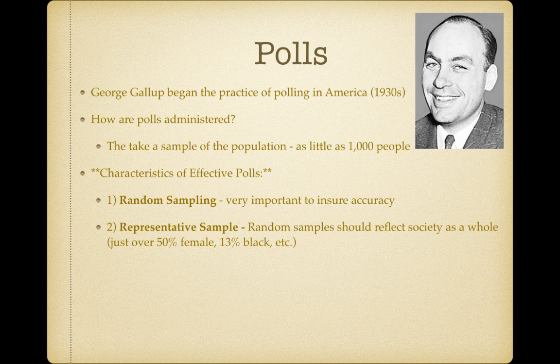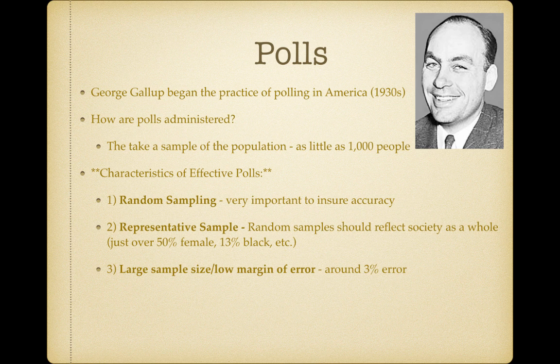Two, just as important, it has to be a representative sample. In other words, these random samplings that you take should reflect society as a whole. So what that means is just over 50% of the random sampling should include women, and roughly 13% of the respondents should be black as well. So if you're truly randomly sampling people and it's a representative sample, the percentages of groups of people for the nation as a whole should be the same for a poll.